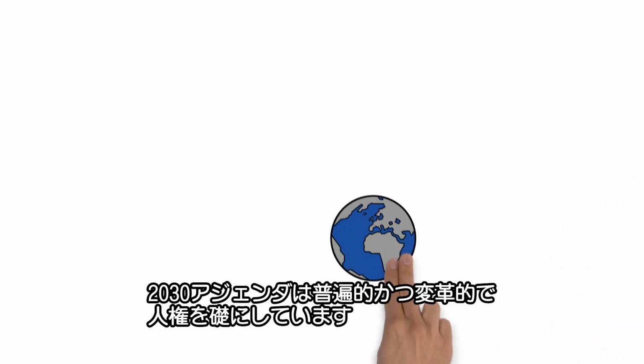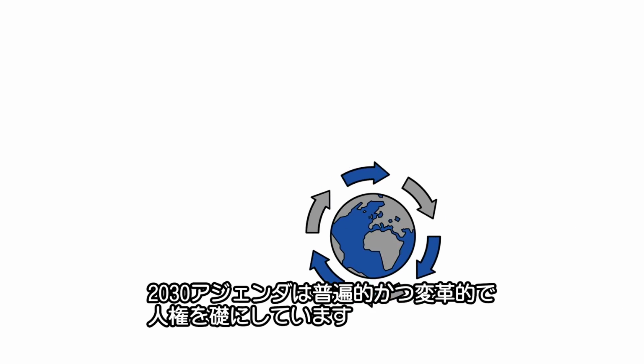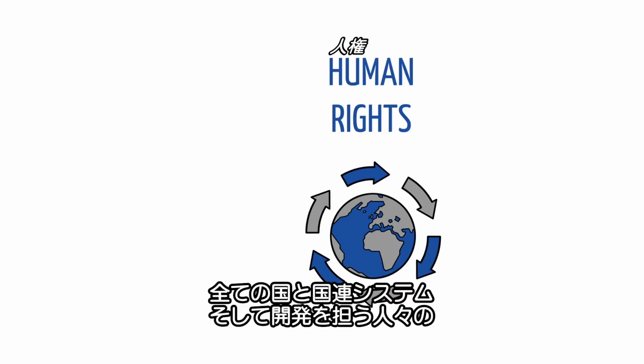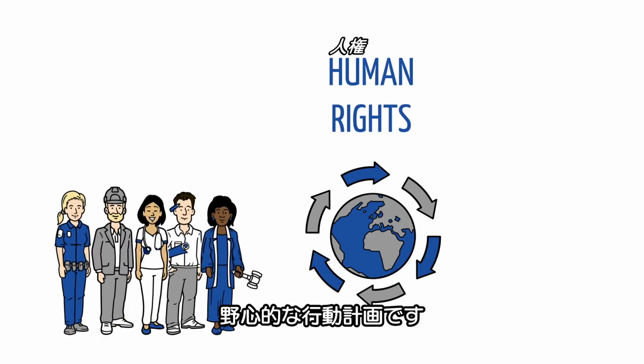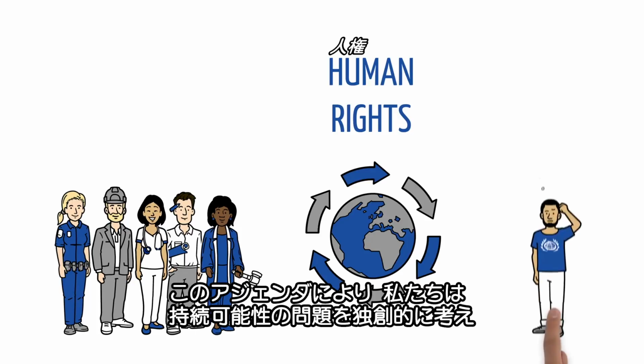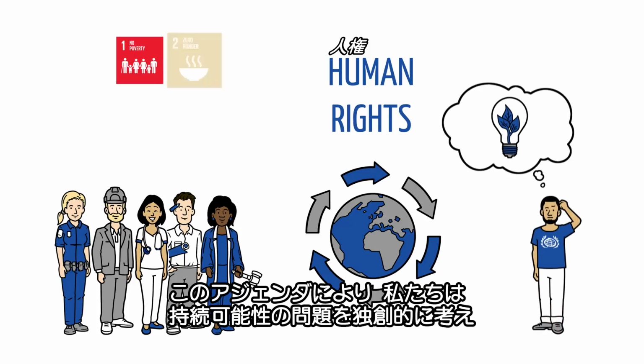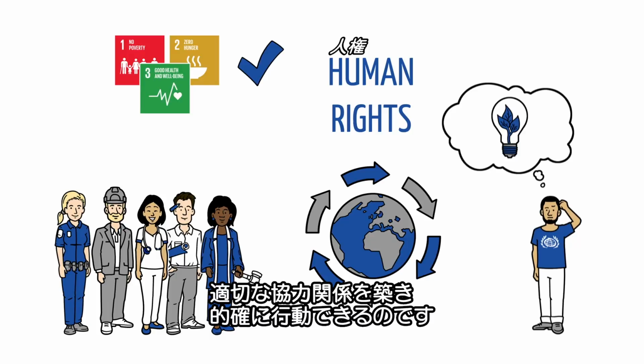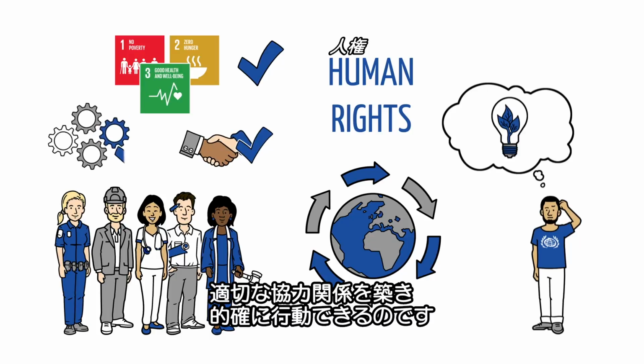Agenda 2030 is universal, transformative, and rights-based. It's an ambitious plan of action for countries, the UN system, and all other development actors. The agenda inspires us to think creatively about the sustainability challenges of today so we can develop the right partnerships and take the right actions.